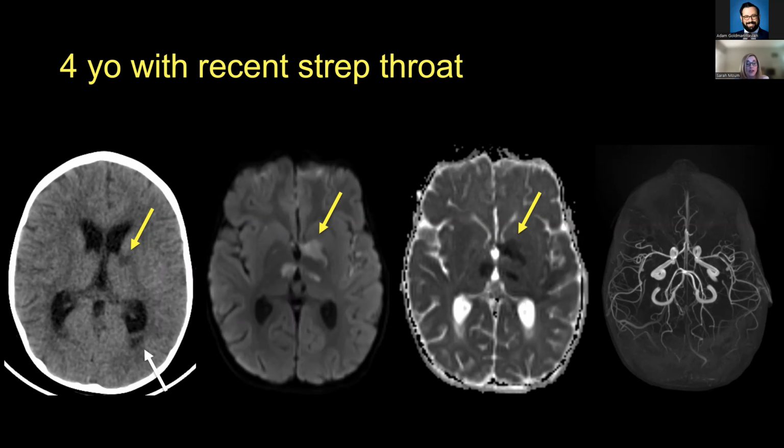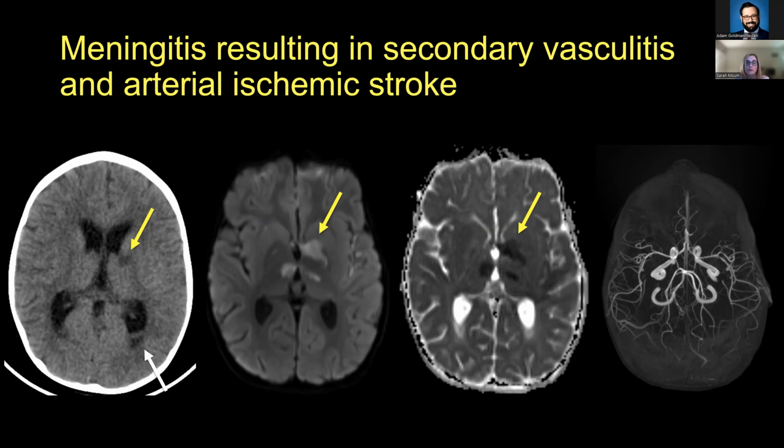The MRA at screen right shows a normal circle of Willis without a large vessel cut off to suggest a large vessel occlusion. There is no irregularity or significant narrowing to suggest a large vessel arteriopathy. So what caused the infarcts in this child?